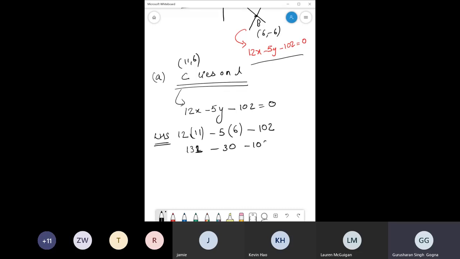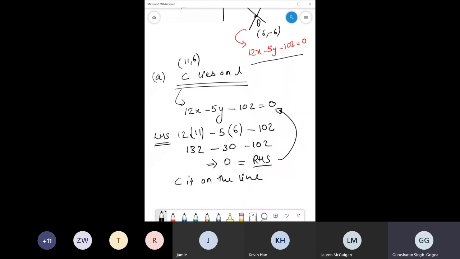$30, 102. No, it is 132. So that was correct. 132. And if you simplify this, what you will get? 0. And 0 equal to the right hand side. What's the right hand side here? 0. So it means C is on the line.